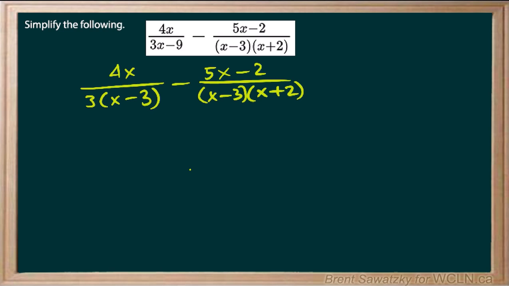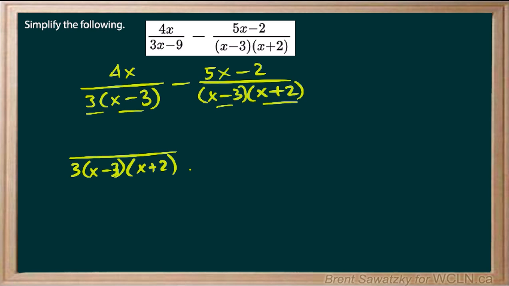Well, it's going to have to involve an x minus 3. It's going to have to involve a 3. We've already said x minus 3, so that's taken. And it has to include an x plus 2. So what we can do is we can say our common denominator will be 3(x minus 3)(x plus 2).